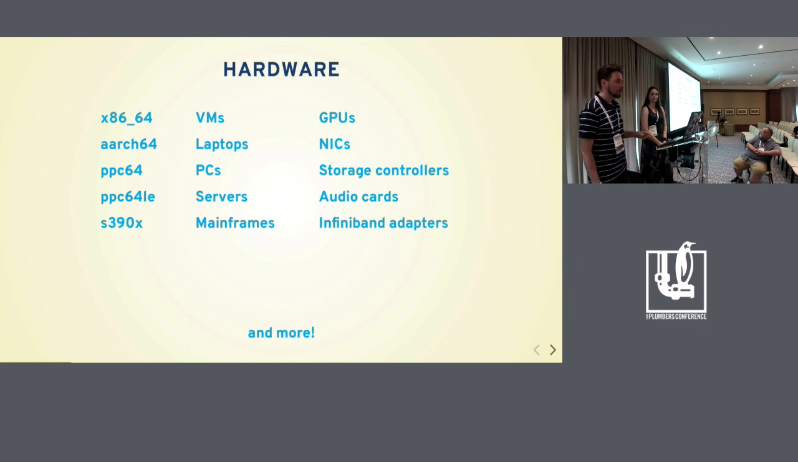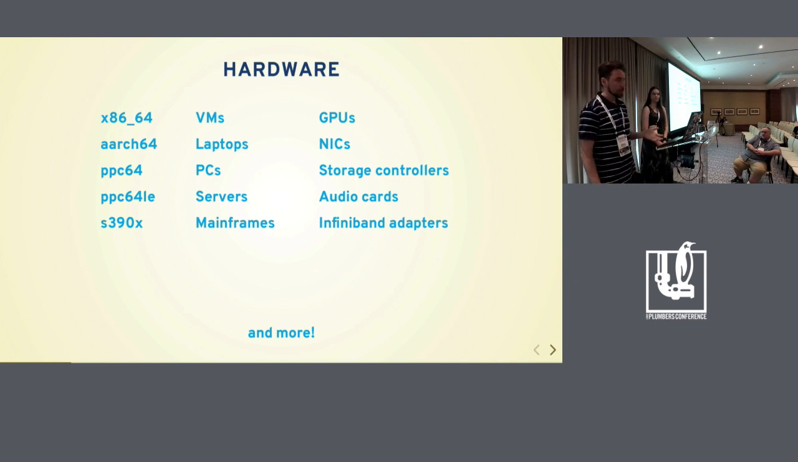So why we think that could be useful for other people, not only to us, is because we have tons of hardware, starting with x86 and the whole zoo of ARM64 and then PPC64, PPC64LE, and finally the difficult to obtain S390X, and we have machines to start VMs, obviously, and down to laptops, PCs, servers, mainframes, all kinds of stuff. We have this in our labs and available for testing on.